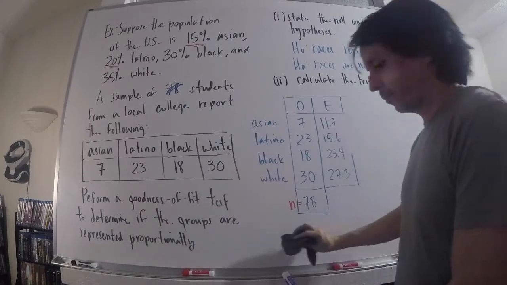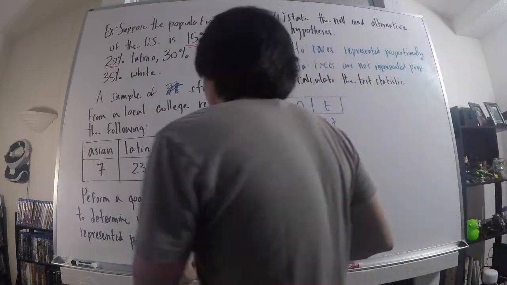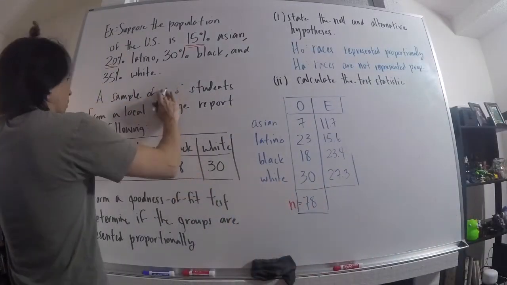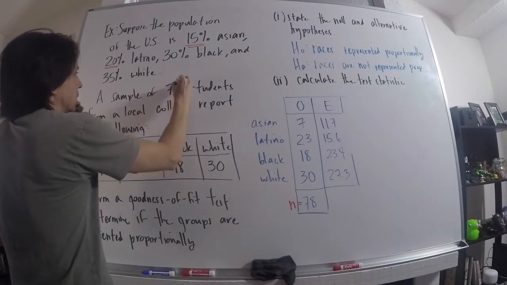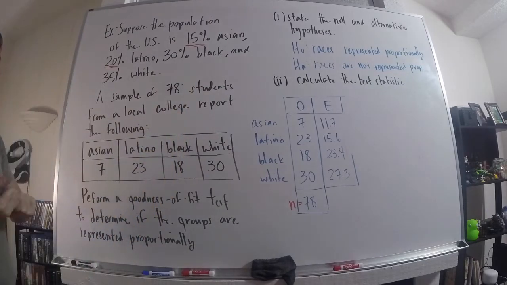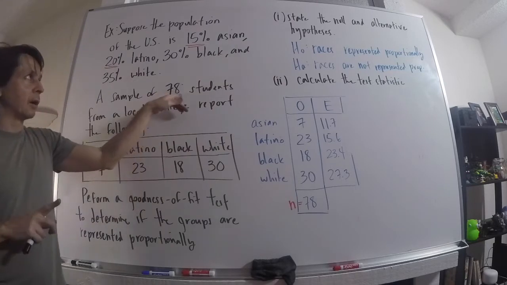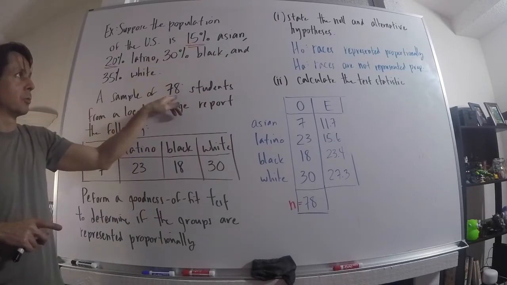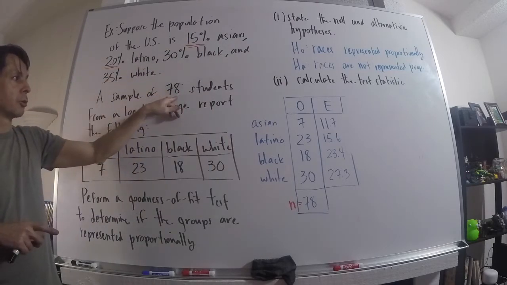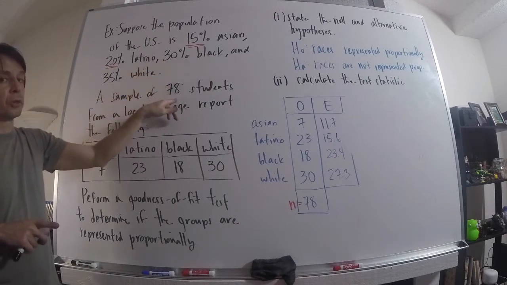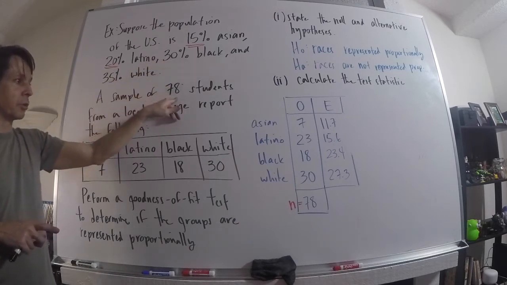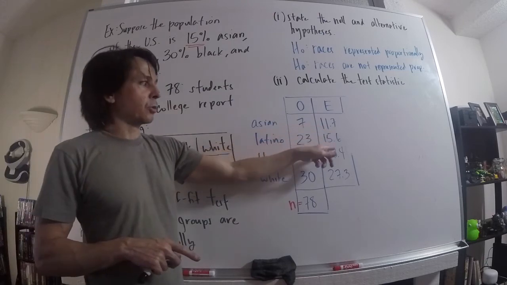Okay, so recapping real quick. If our null is true and the races are represented proportionally, then that 78 should break down into 15% of the 78 should be Asian, 20% of the 78 should be Latino, 30% of the 78 should be black, and 35% of the 78 should be white. And that's what that computation was right there.